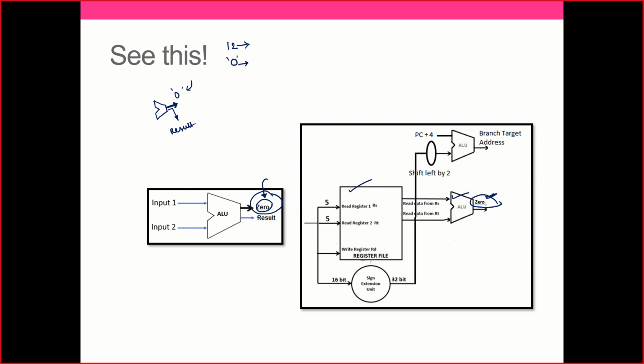Now, what will happen? We have got a branching now. If the branching has to happen, if the branching is enabled, branch if equal, yes, they are equal, so I'll have to branch. Now, what will you do? The instruction itself will have some offset. The offset will be converted to 32-bit, and then you can see here there is another option where we do a shift left by 2. What do you mean by that? You are multiplying by 4.